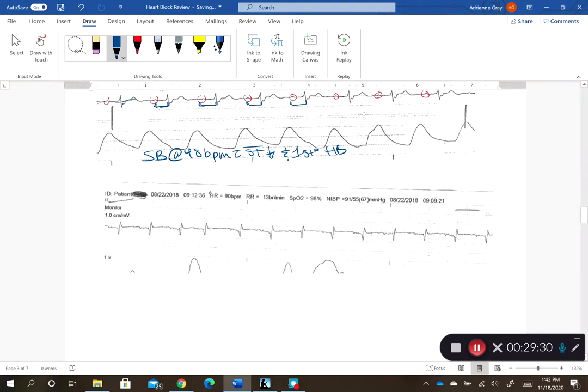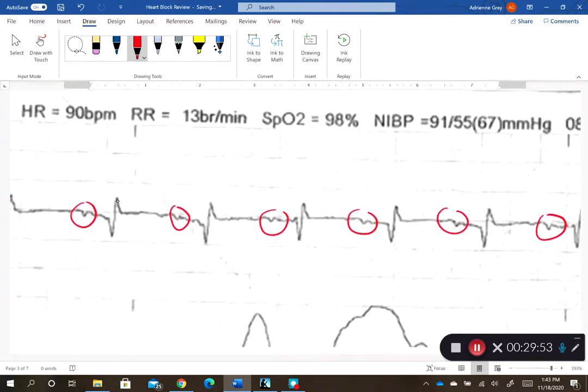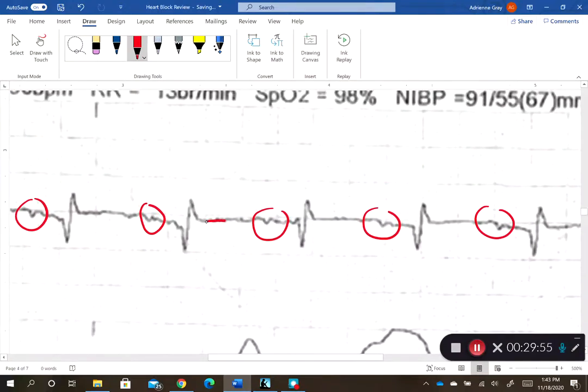All right, we're going to go down to the next one. I'm going to circle my P waves. And we notice something about these P waves, is that they're upside down. They're inverted. So first of all, if I see inverted P waves, I'm going to make sure I'm looking at lead 2, and I am. I'm looking at lead 2 because that's where we get all of our reference from. And I'll zoom in so you can see that inverted P wave.